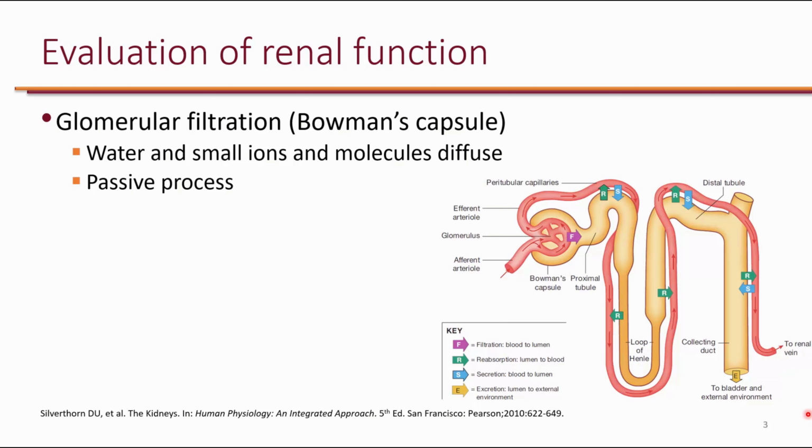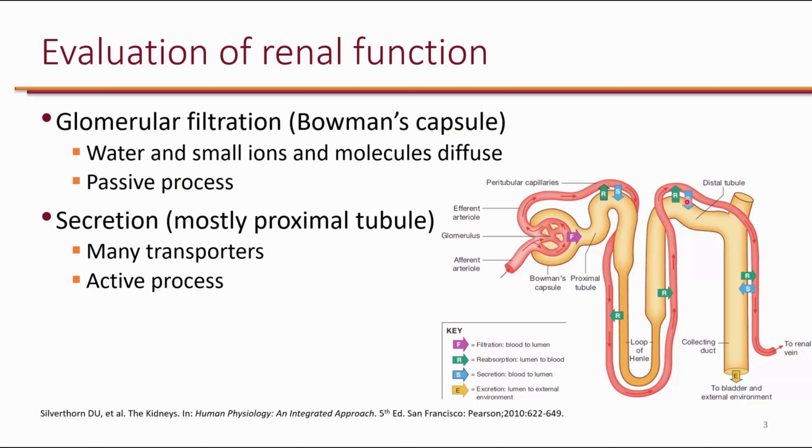Let's take a look at what happens in the nephron. Generally speaking, there are three things that happen: filtration, secretion, and reabsorption. Glomerular filtration is a passive process that occurs in the Bowman's capsule. During this process, water and small ions and molecules, including drugs, diffuse passively into the lumen.